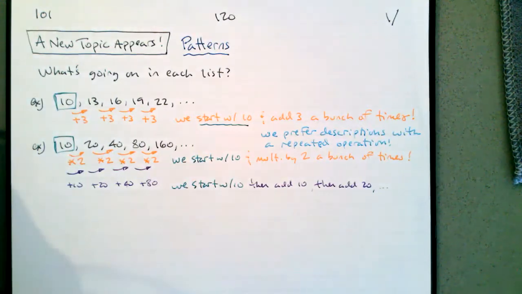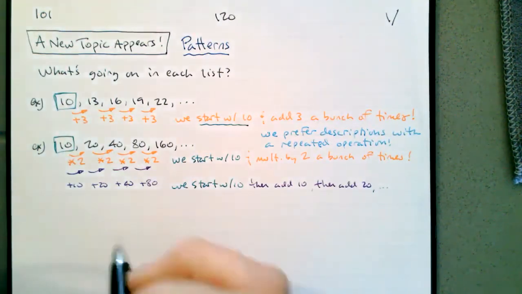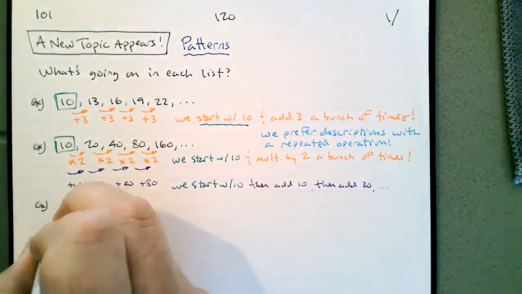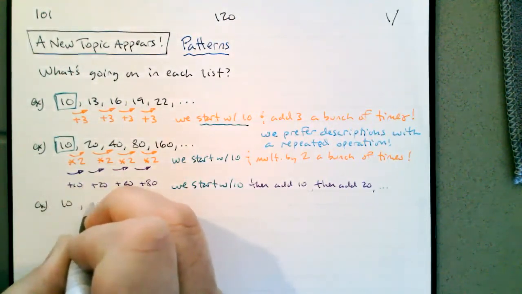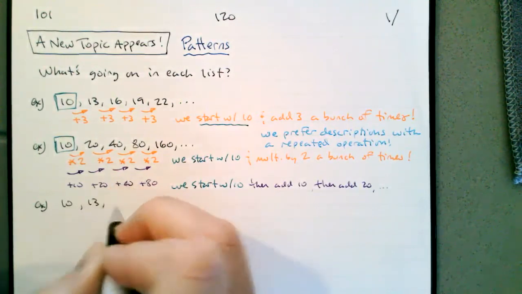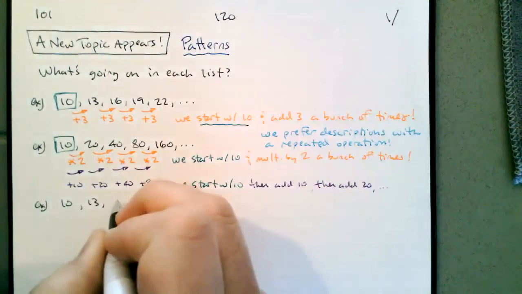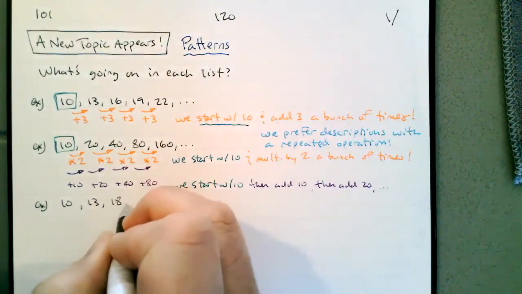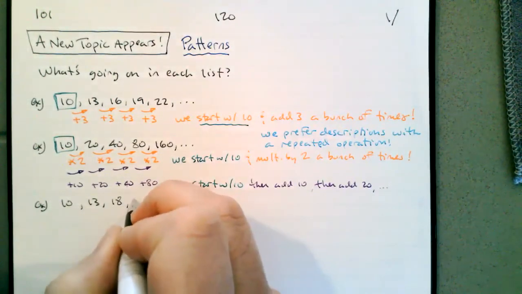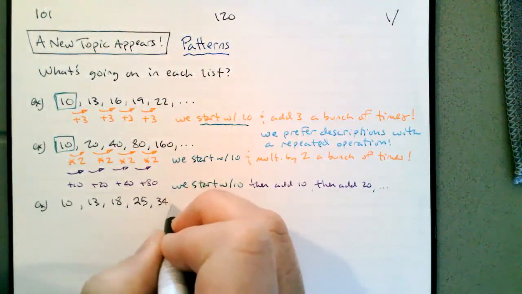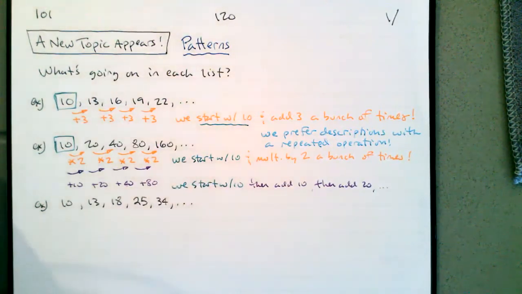Sometimes we don't get to summarize with a repeated operation. So let's suppose I start off with 10 and then we do 13. So it looks like the beginning, but that 2 is not enough to make a pattern. And then after that is an 18. And then after that is 25. And then after 25 is 34. Maybe this is what we're looking at.